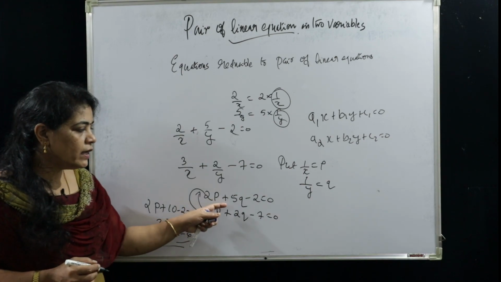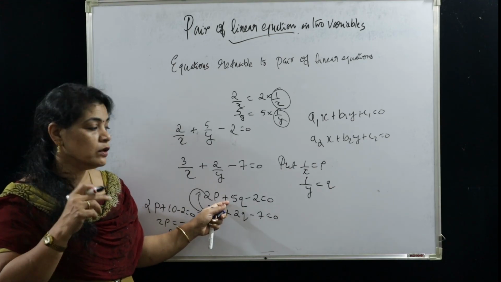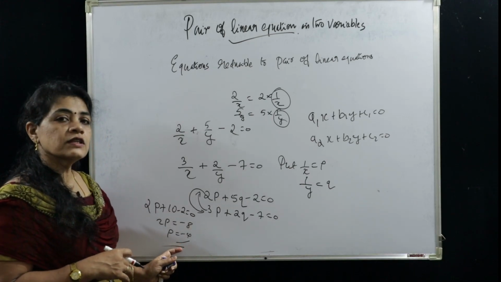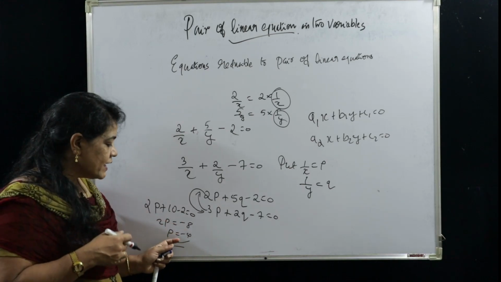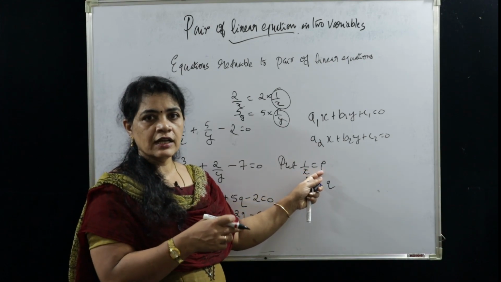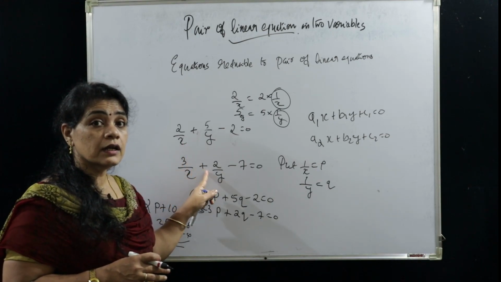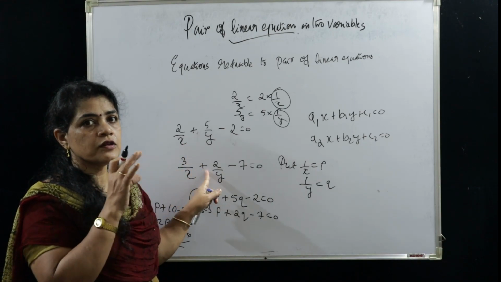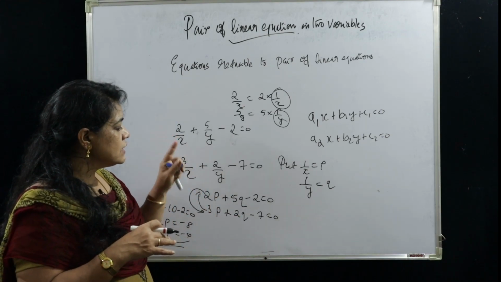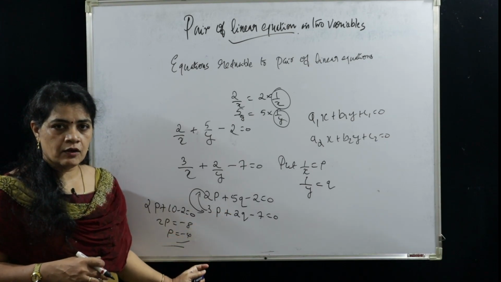That means this equation becomes a linear equation in one variable, because we got the value of q already. Hence you will get the value of the second variable p, and after getting p and q, you substitute here so that you will get x. Our aim is to get the variables involved in the original pair, and for that we reduced it into this form.